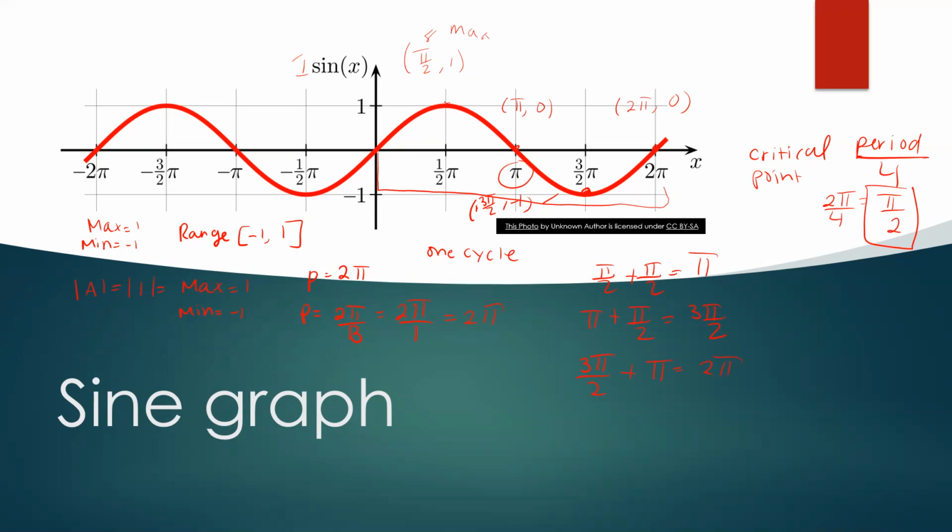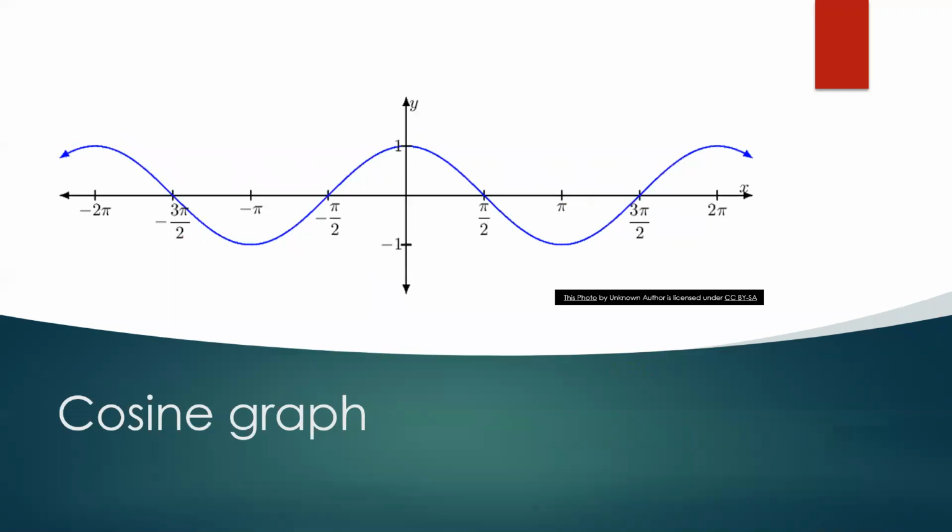So remember, sine graph: origin, max, midpoint, min, and then origin again. That's all. That's a typical sine graph. And I think that's it for the sine graph. So let's look at the cosine graph. Here's a typical cosine graph. As you can see, it's a little bit different from the sine graph.